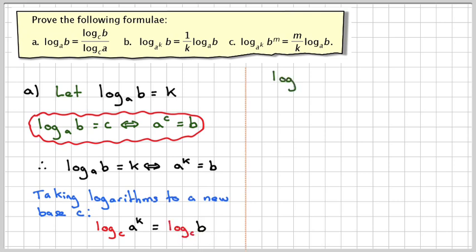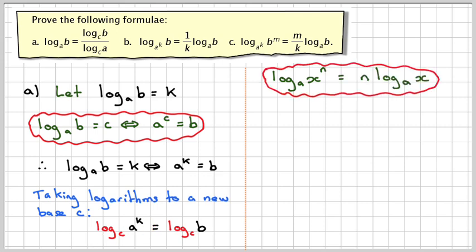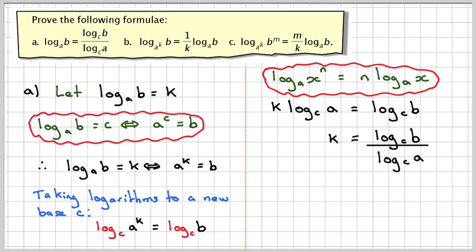Now there's a rule of logarithms that says that you can take the power down in front of the log: log to the base a of x to the n is n log a of x. So that's going to give me k log base c of a is equal to log to the base c of b. Now dividing both sides by log to the base c of a, k is log to the base c of b over log to the base c of a. But k originally was log to the base a of b. So we've now proved the first one.